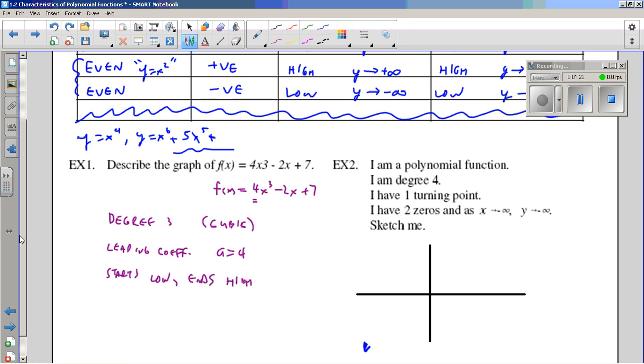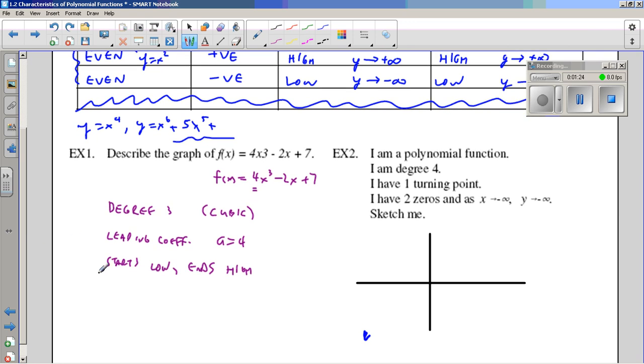Now, thinking this is one thing. We still have to be able to write the math. So starting is x being way on the left. Low describes the y being low, negative infinity. And ending is the x value going to positive infinity. Where does the y value end up? Positive infinity. By the way, this is the end behavior. If you ask about the end behavior, that's what we're talking about.